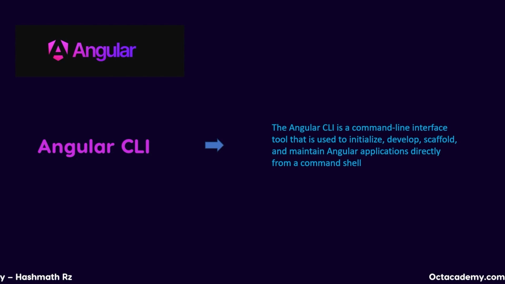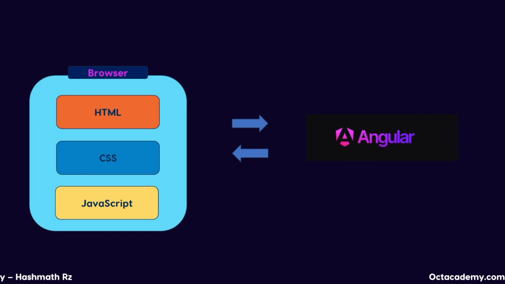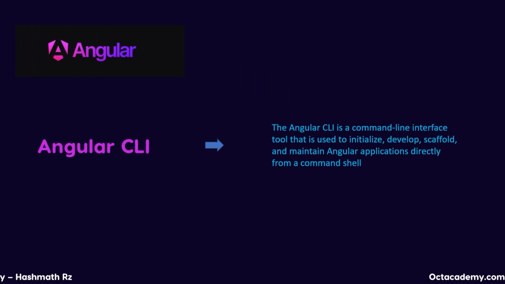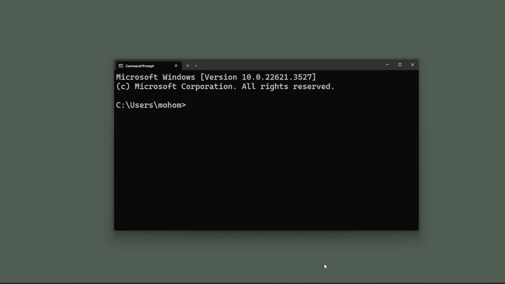Not only that guys, but the browser also doesn't know Angular. So at the end of the day, we have to compile Angular to JavaScript, or build the Angular app for production. We can build the Angular app using the Angular CLI. Likewise, we can update, maintain, scaffold, and develop an Angular app using the Angular CLI. So hope you guys got the idea.